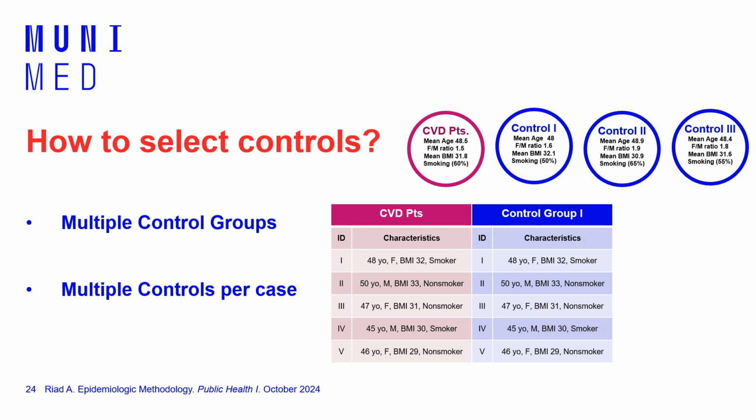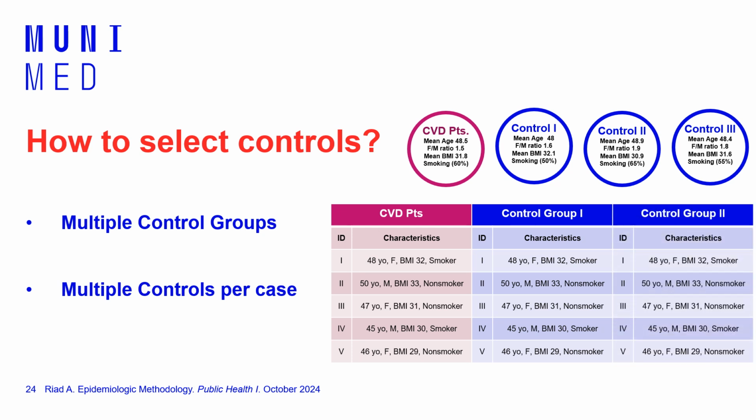And then you may also find another volunteer who has the same characteristics, a 40-year-old female, BMI 32 and smoker, because these two volunteers that you see here are both healthy, they don't have the disease, so they are very similar to cardiovascular disease patient number 1, but they don't have the disease.